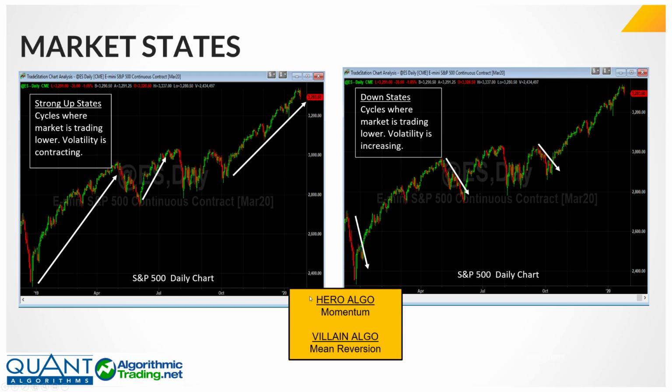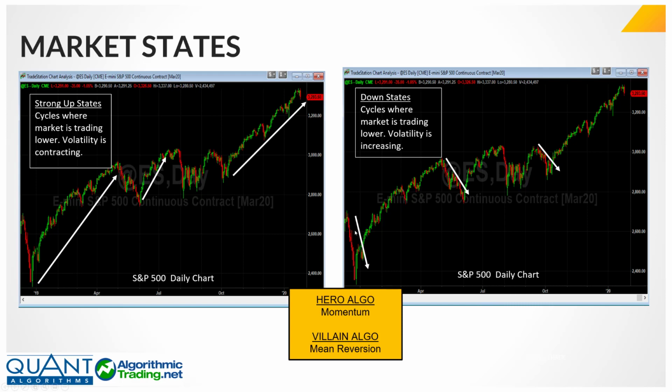So let me introduce a new concept to you now. It's this hero algo and villain algo, and it's something that I use periodically when I talk about the algorithms. So I just want to define what I mean by that. A hero algorithm would be a type of algorithm that does well in that market state. So if we're talking about a strong up state or a strong down state that the market might be in, a hero algorithm would be some kind of momentum algo, either long or short. In the strong up, it would be a long momentum algorithm, and in a strong down, a momentum short algo.